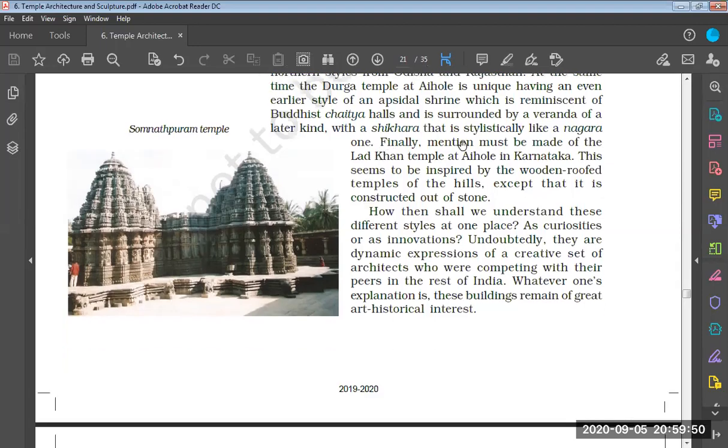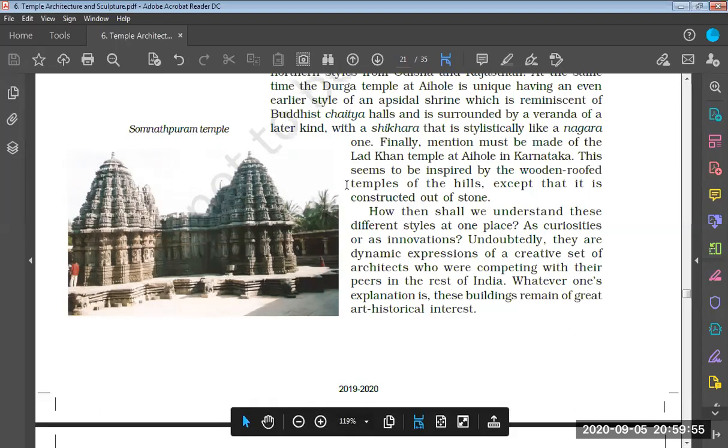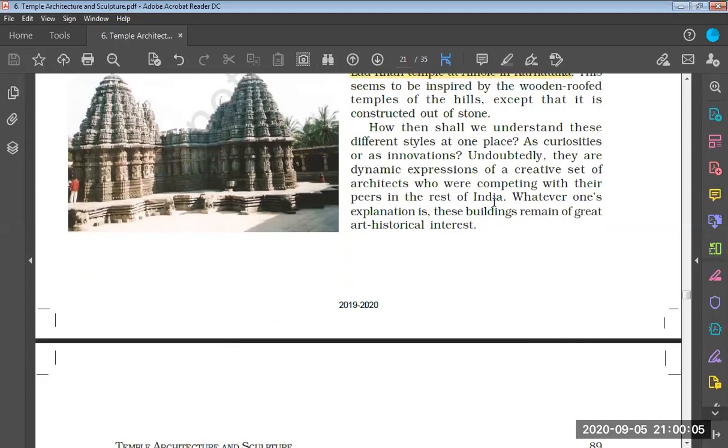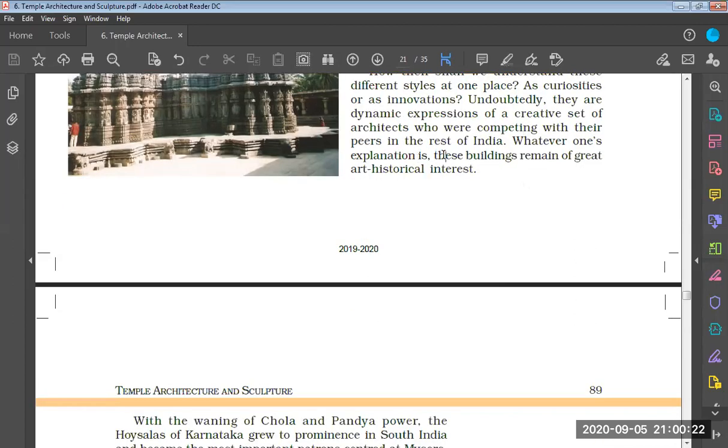Finally, mention must be made of the Lad Khan temple at Aihole. This seems to be inspired by a wooden-roofed temple, except that it is constructed out of stone. How then shall we understand these different styles at one place, as curiosities or as innovations? Undoubtedly, they are a dynamic expression of a creative set of architects who were competing with their peers in the rest of India. Whatever one's explanation is, these buildings remain of great art historical interest.